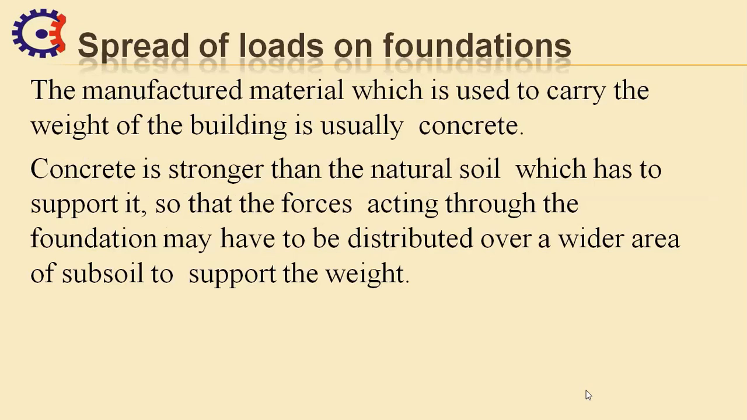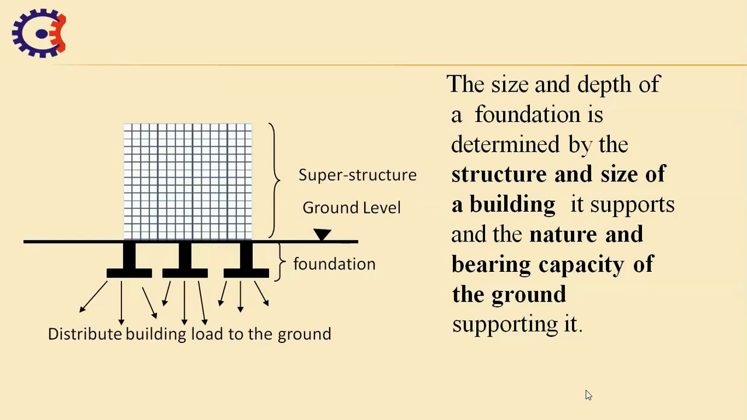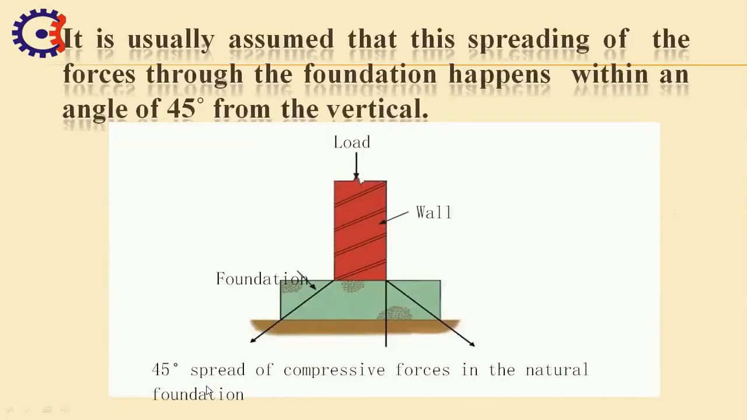So the next is spread of loads on the foundation. The manufactured material which is used to carry the weight of the building is usually concrete. The concrete is stronger than the natural soil which has to support it, so the forces acting through the foundation have to be distributed over a wider area of the subsoil to support the weight. As you see in this figure, this is how the load is distributed into the ground. It is usually assumed that the spreading of the forces through the foundation happens within a 45-degree angle from the vertical, as you see in this figure.